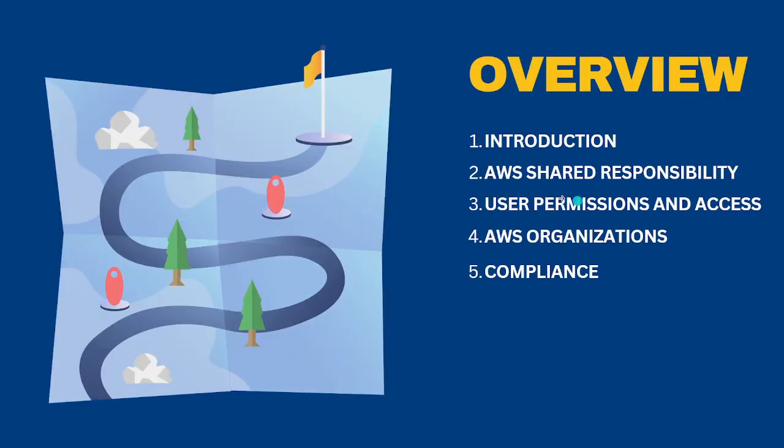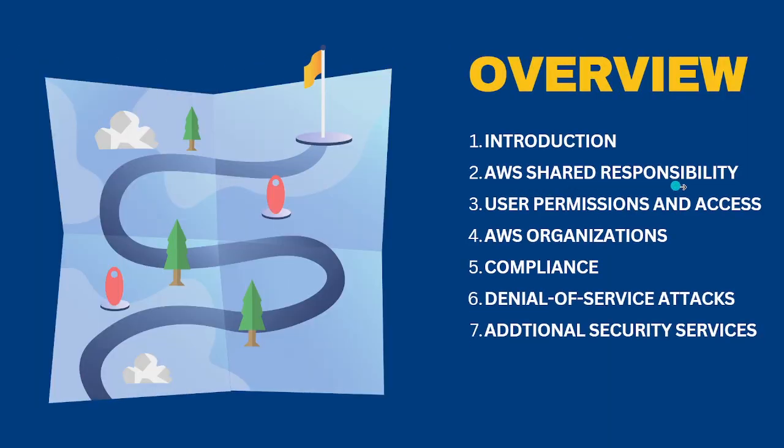Some of the topics we'll be covering are the AWS shared responsibility. That's how AWS and the customer share responsibility for security. So who's in charge of what, who's expected to do what in this relationship between the infrastructure and the actual users of that infrastructure, the customers. Then we have user permissions and access, AWS Organizations, and compliance.